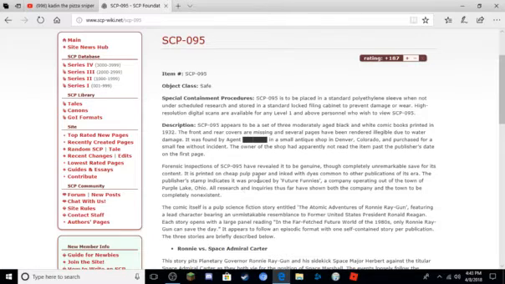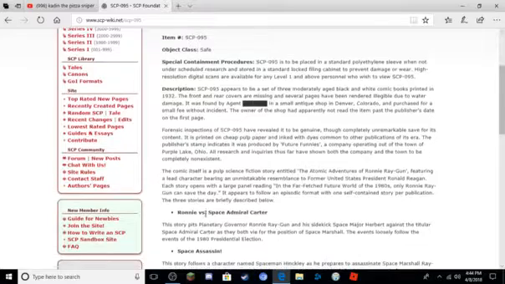by Future Funnies Company operating out of the town of Purple Lake, Ohio. All research and inquiries thus far have shown both the company and the town to be completely non-existent. The comic itself is a pulp science fiction story, The Atomic Adventures of Ronnie Reagan, featuring a character bearing an unmistakable resemblance to former United States President Ronald Reagan.